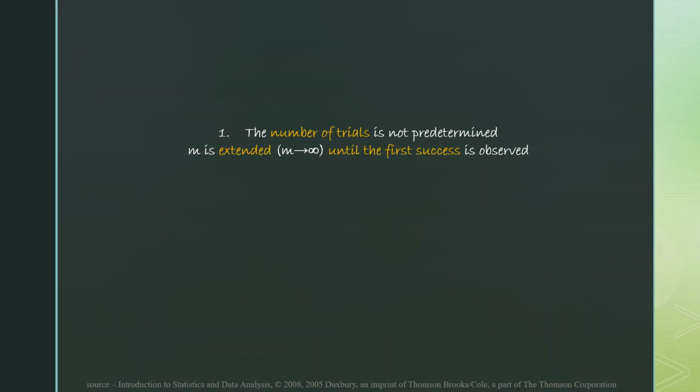Like in the case of a binomial experiment, the experiment involving geometric distribution shall satisfy the following conditions. Condition number 1. Unlike in the case of binomial experiment, the number of trials is not predetermined. M is extended until the first success is observed. Theoretically, M can tend towards infinity. Condition number 2. Like in the case of binomial experiment, each trial results in one of the two dichotomous observations, one success or two failure.